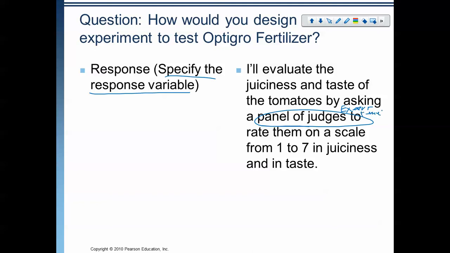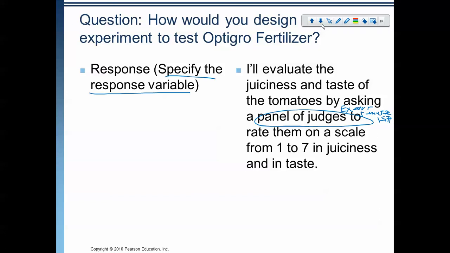I don't know if that's actually a job or not. Maybe we could just call it a cook. Maybe we'll just get really good chefs to come out and eat the tomatoes. But anyway, I'm going to call them expert tomatoists because I think that's cooler sounding. So we're going to rate them on a scale from 1 to 7 in juiciness and taste.